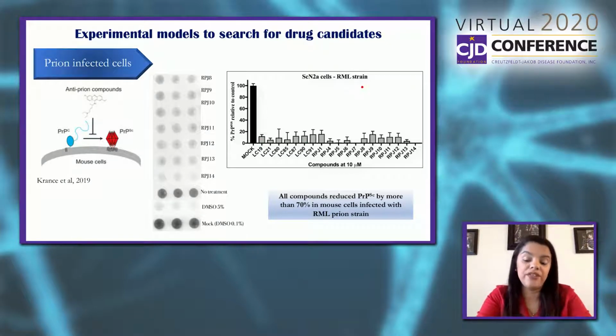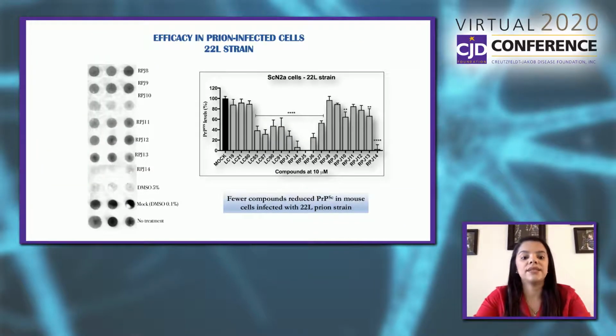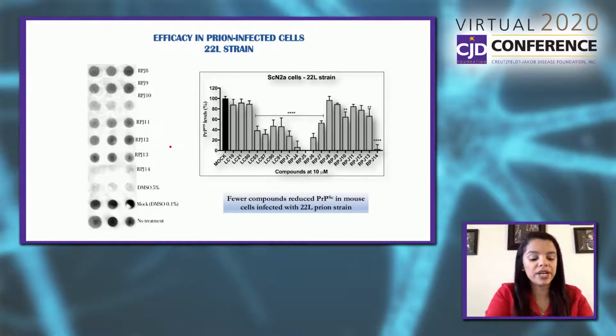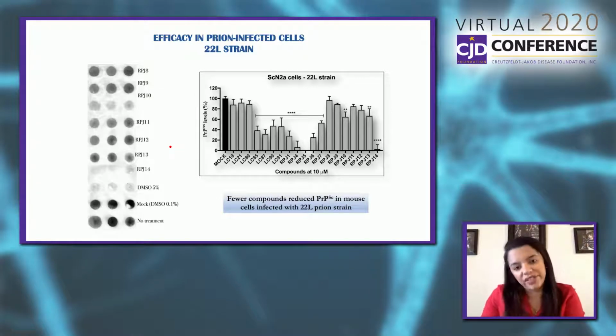By using cells infected with the RML strain, these drugs were able to reduce by more than 70% the amount of PrP-res. However, when I tested the same cells infected with another prion strain, the 22L strain, only a few compounds were effective, and their effect was weaker than in the RML strain, reinforcing that some compounds can work for a given strain, but they are ineffective against others.